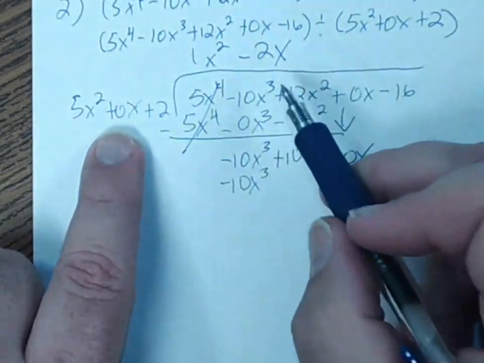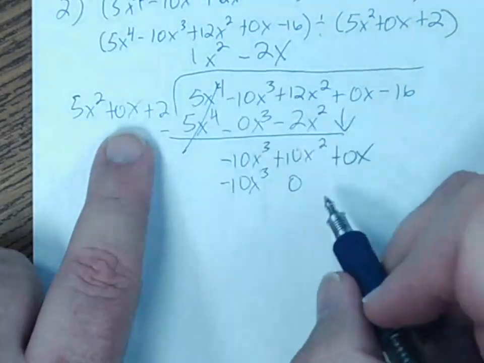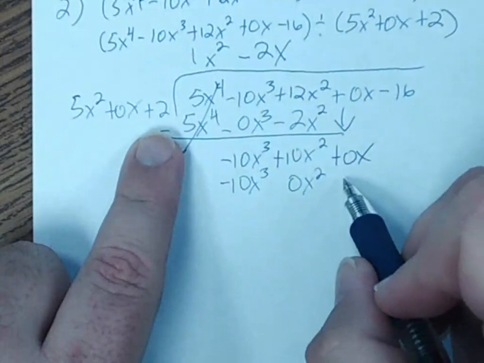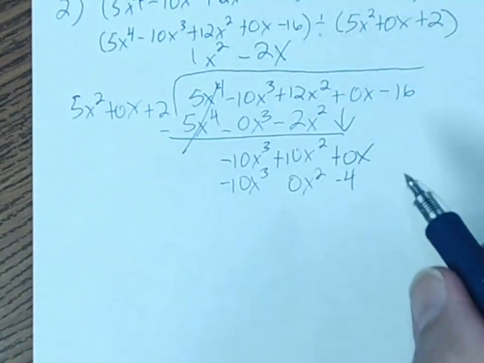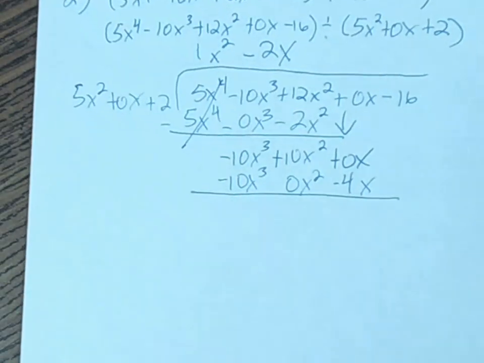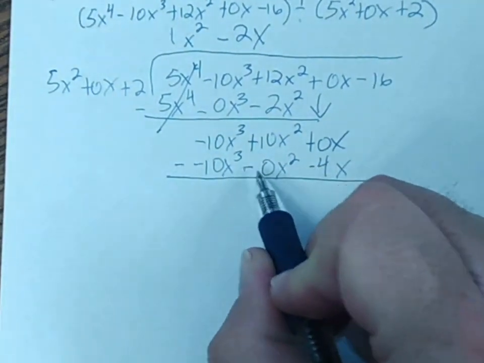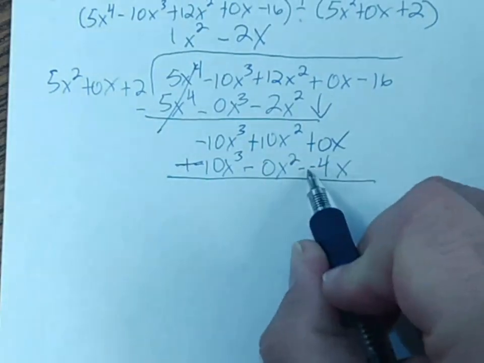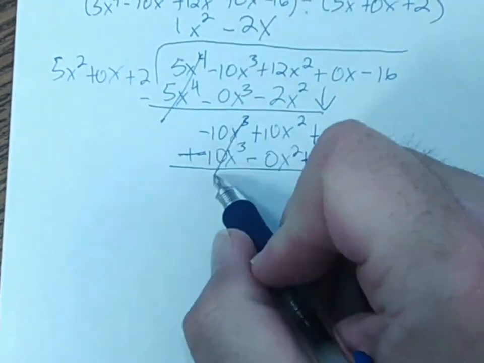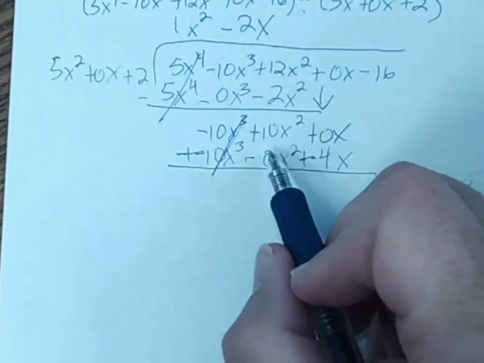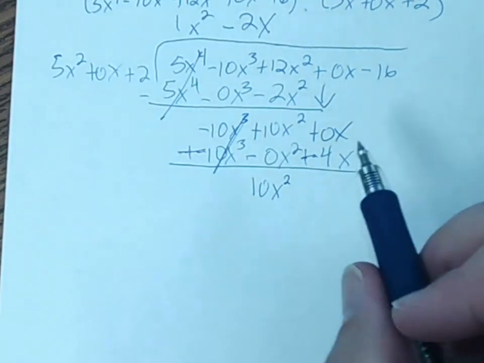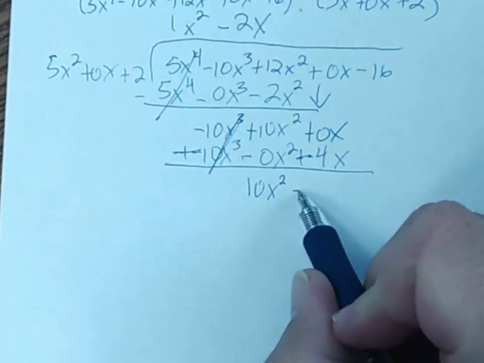Negative 2x times 0x. Negative 2 times 0 is 0. X times x is x squared. And negative 2x times 2. Negative 2 times 2 is negative 4. And we got an x times nothing, so that's just x. Next step, we subtract. Minus, minus, minus. And anywhere I see two negatives, I make it a positive. So I have negative 10x cubed plus 10x cubed, that's 0. It's exactly what we wanted. 10x squareds minus 0x squareds is 10x squareds. And 0x plus negative 4x is negative 4x.